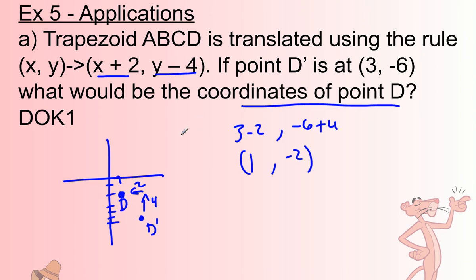Notice it doesn't tell us any other points about the trapezoid. All we needed to know was where this point is and the directions that it moved, and we can kind of do the reverse of this translation and find our old point, our original point from the pre-image.